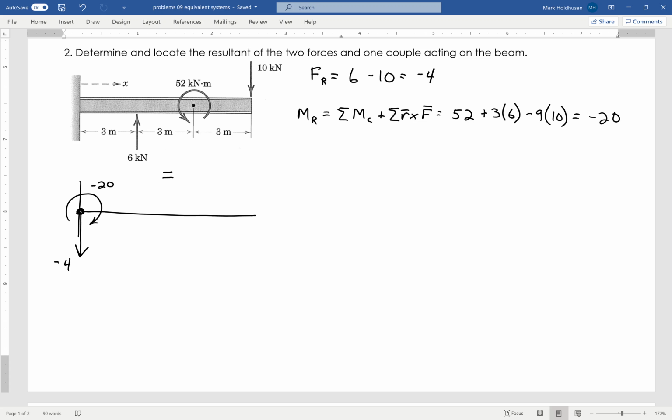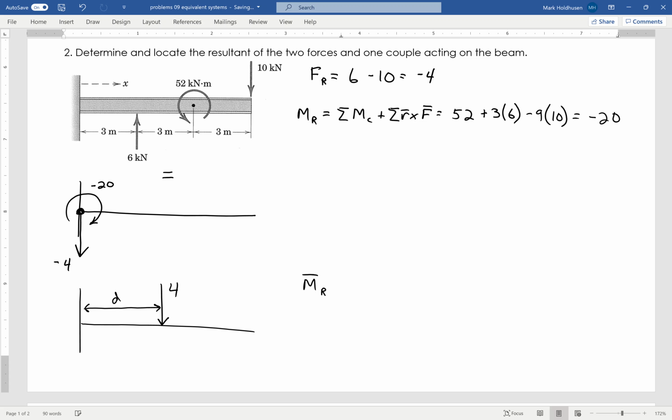And what I do for this is essentially I'm going to say, okay, I know my resultant force is -4. The question becomes, where can I place that 4 kilonewtons so that it creates that -20? Basically, the question becomes, what location D do I put that force to create that -20?